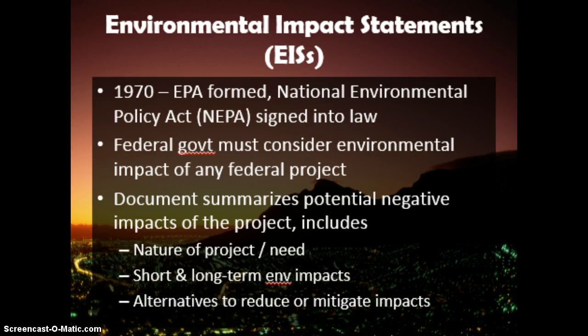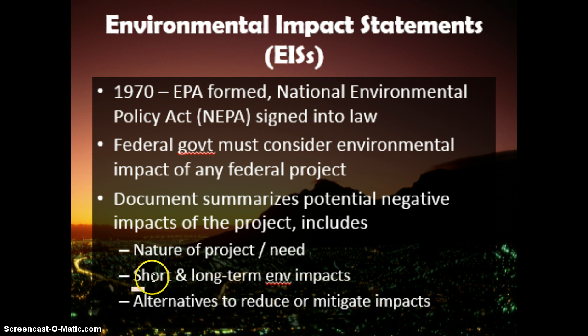Another thing that you should be aware of, people come up with these EISs, or environmental impact statements. This was actually put into law in 1970, which was when the EPA, the Environmental Protection Agency, was formed. It also was formed as part of NEPA, which is the National Environmental Policy Act, also written into effect in that year. And it basically said that the federal government has to consider the environmental impact of any project that they do. So basically they have to come up with this document, this environmental impact statement, that talks about the nature of the project and why you need to do it. So it could be building a dam, building a highway, something like that.